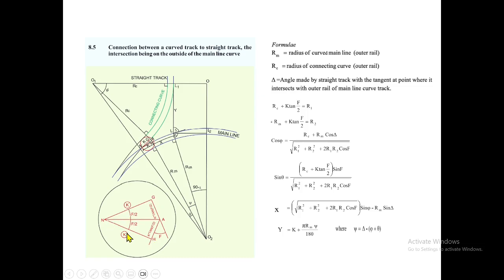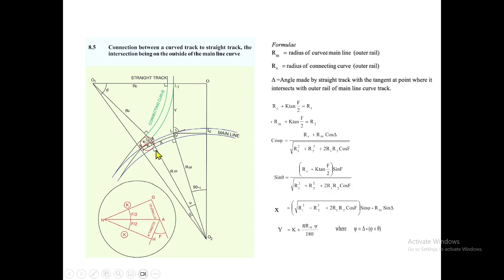So the angle is total F by 2, and it's a bisector. So R1 is up to this point, O1 to A. That is why they have taken RC plus AG equal to K tan F by 2.